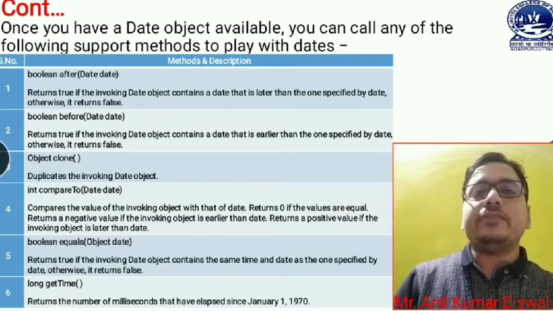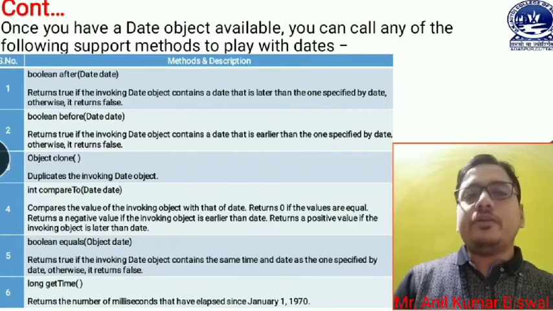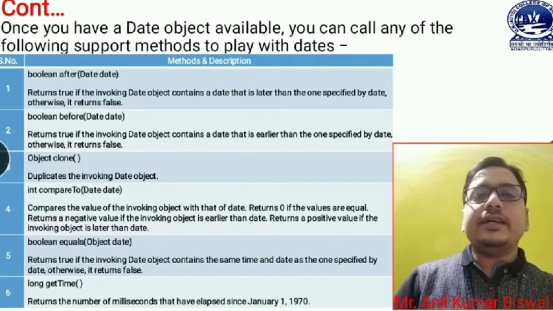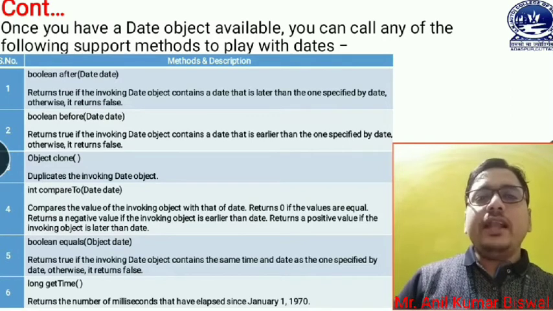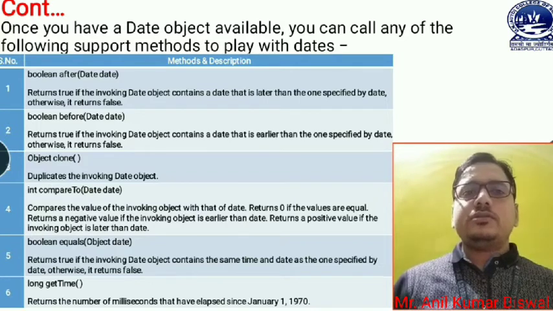The compareTo method contains a parameter, and that parameter must be of the Date type. In that date format we can easily compare the current date with the assigned date. Here it compares the value of the invoking object with that of the date, and returns 0 if the values are equal. Whenever a user wants to compare some dates and times, we can use this compareTo method.